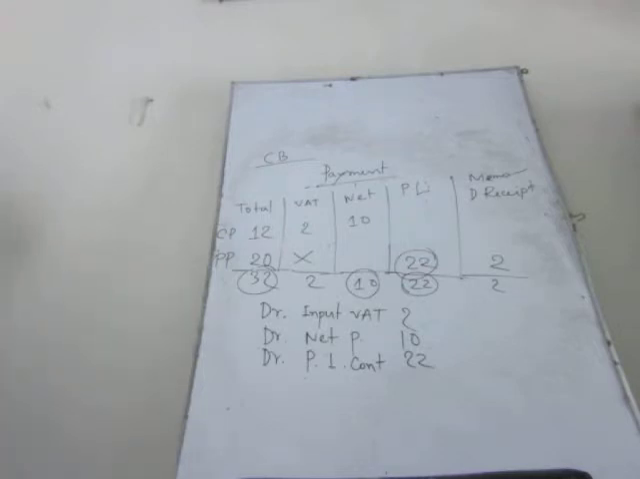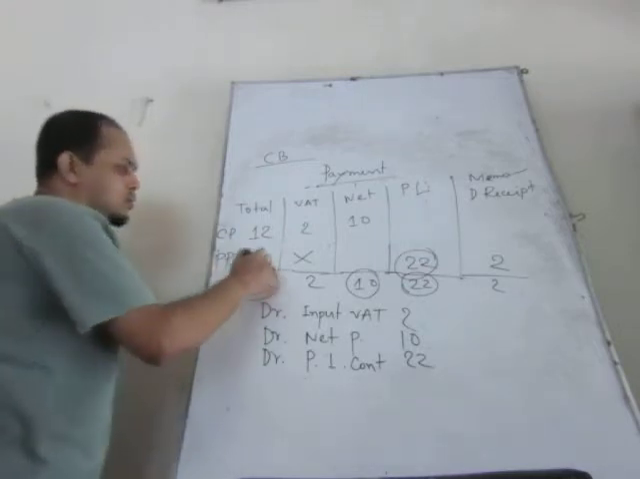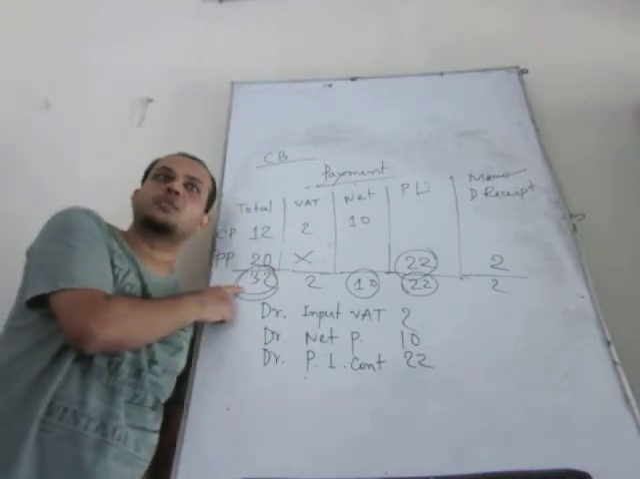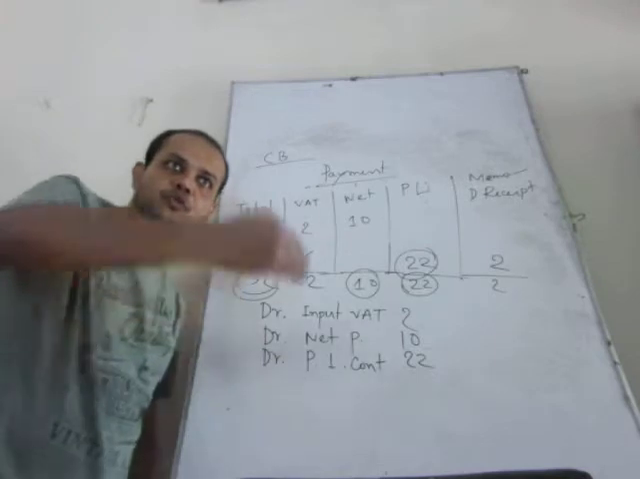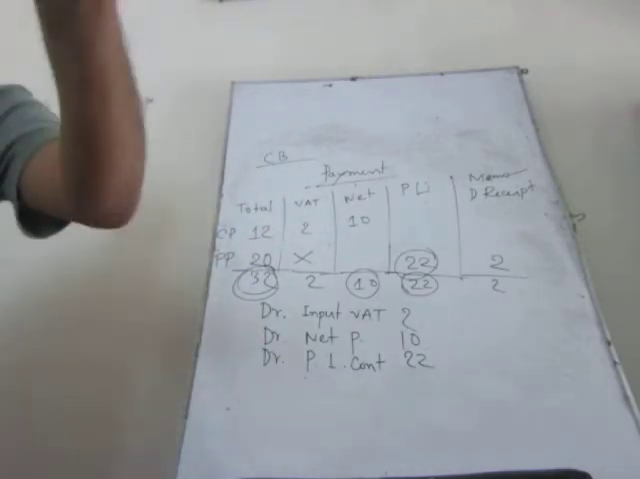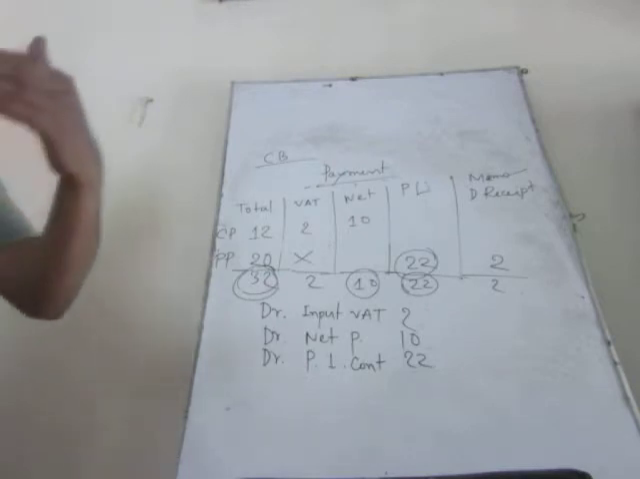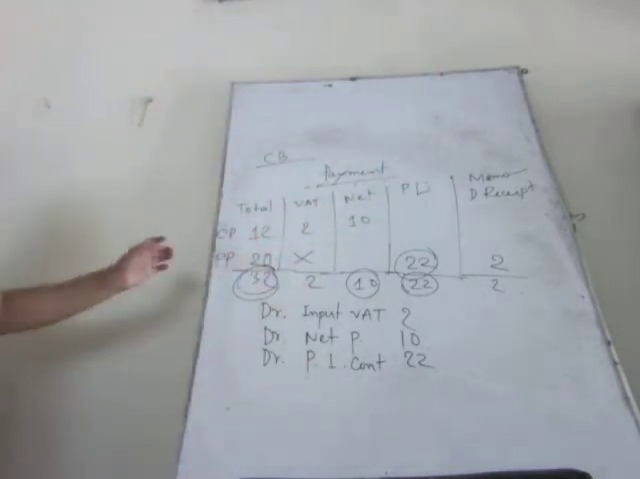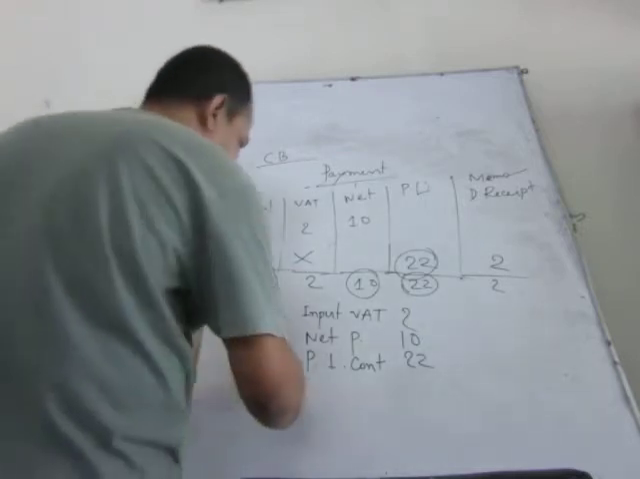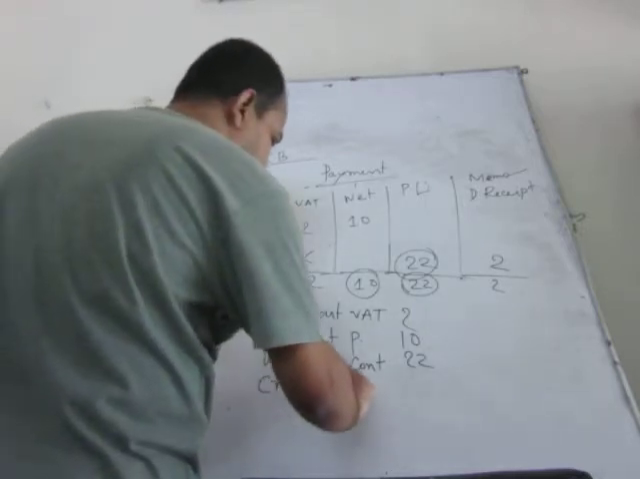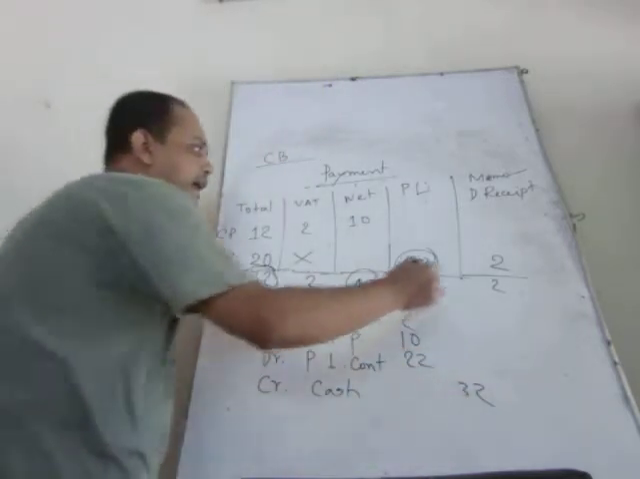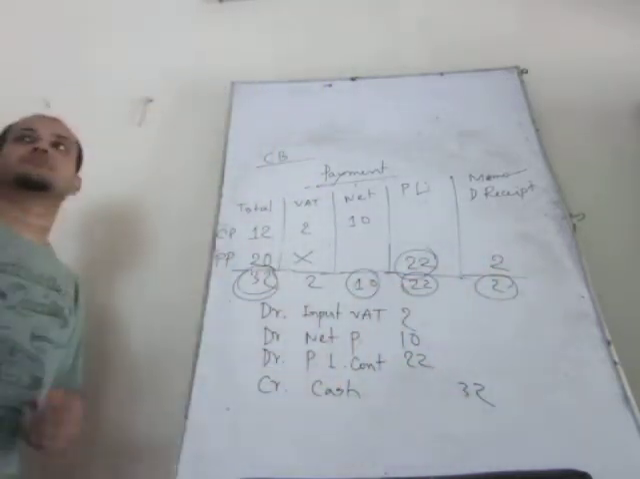Clear? Now the thing is, to do all these things, you need to make the payment of $32 cash. That means this is the outflow of cash. Outflow of cash means decreasing the current asset. Normally a current asset is represented on the debit side. So as this is an outflow, it should be on the credit side. That means credit cash, or you can say bank. How much? $32. And this is your discount receipt.